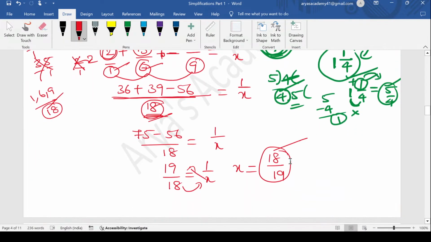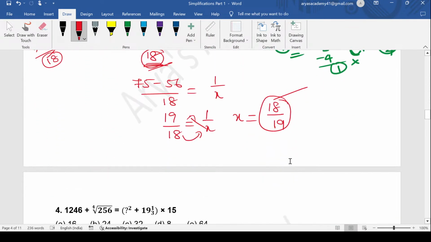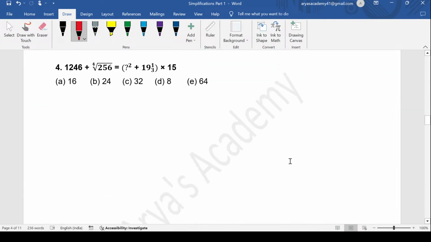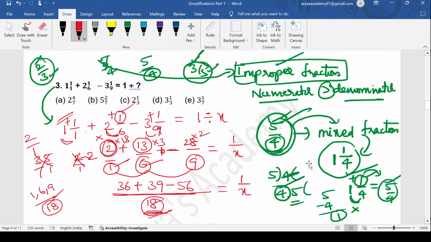So among the options, the answer is not there again. Probably another printing mistake, maybe. But that is how we have to solve. This is the right answer. There is no mistake in the procedure that we have followed, and the answer is not wrong. It's actually correct, 18 by 19.